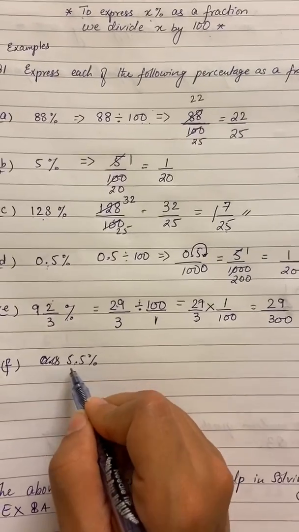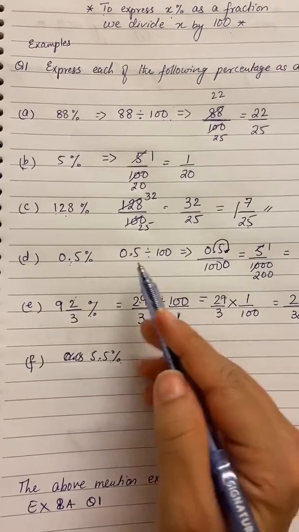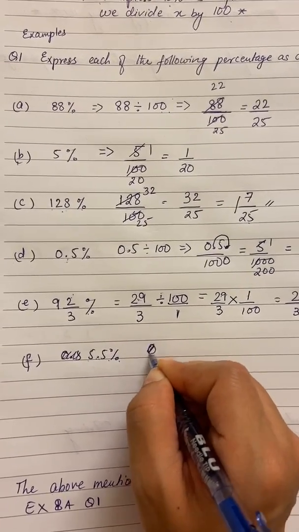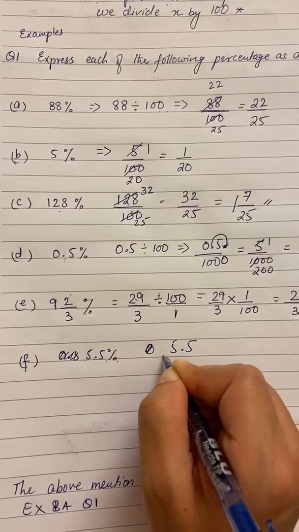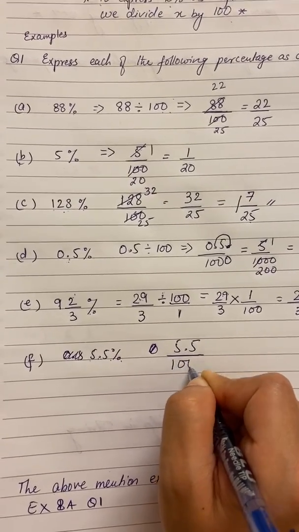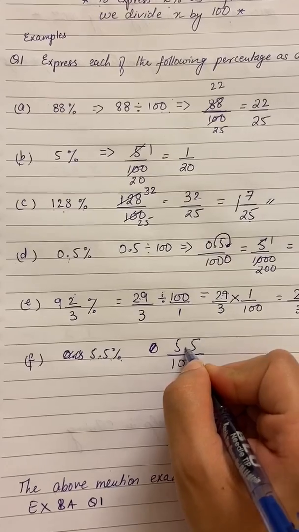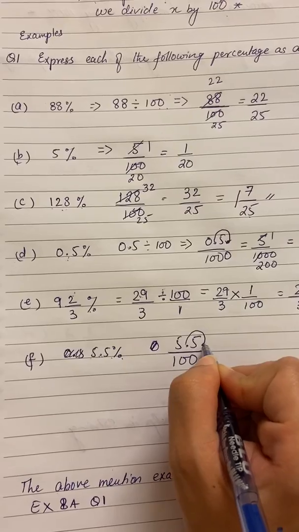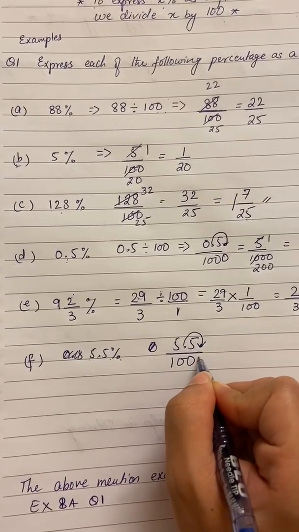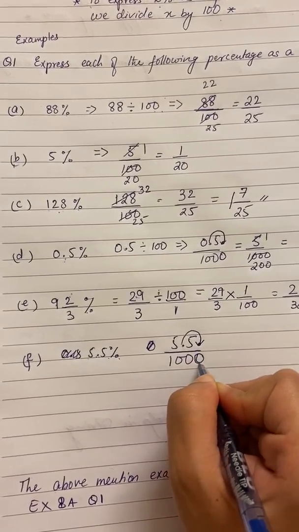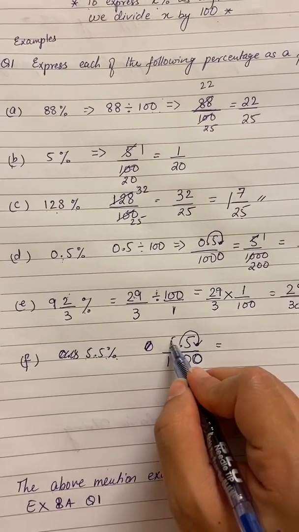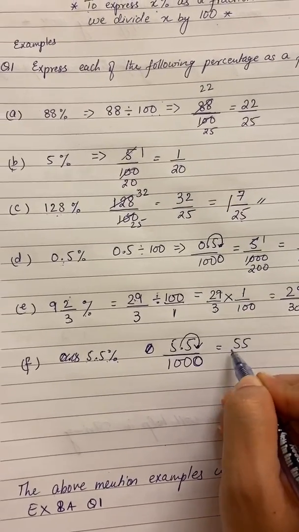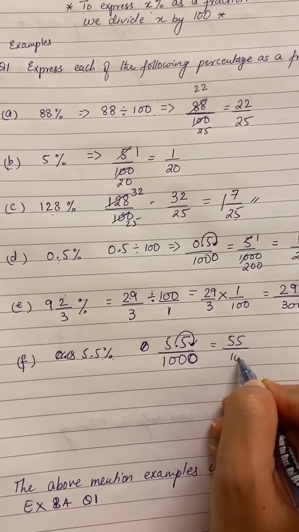Now the last question, it's 5.5%. Exactly like this, we are going to do the question. 5.5 divided by 100. I want to get rid of the decimal. If I move one decimal place in the numerator toward the right, I'm going to add one 0 in the denominator. So 5.5 will now become 55 upon 1000.